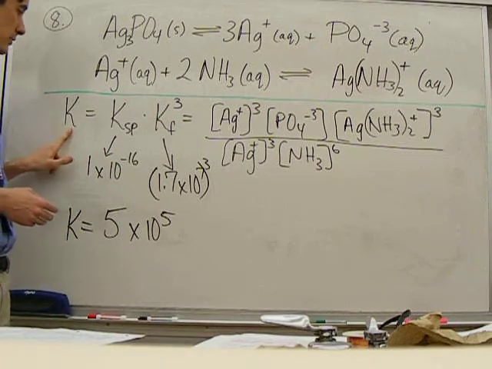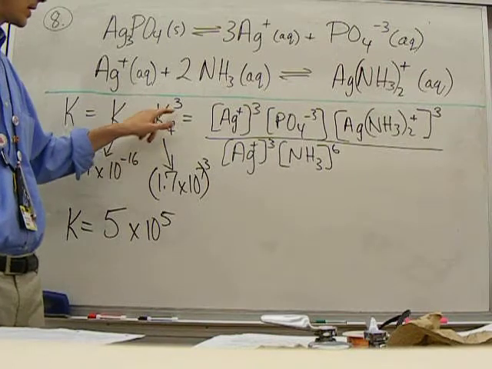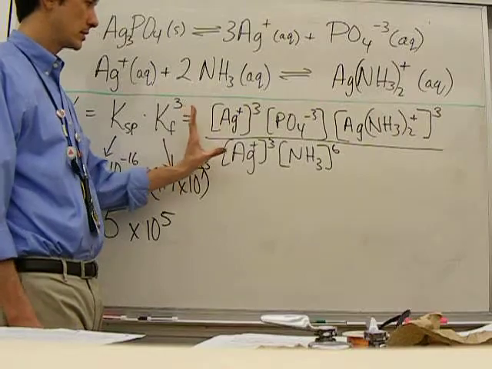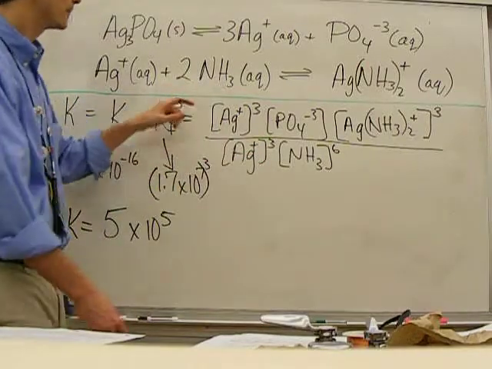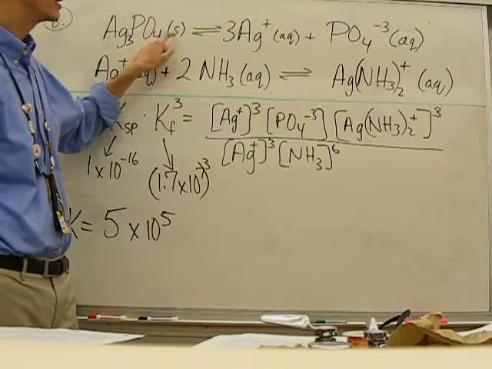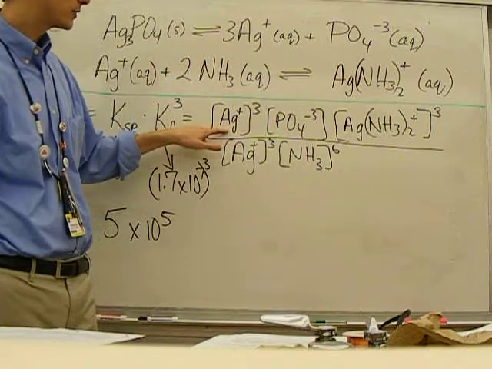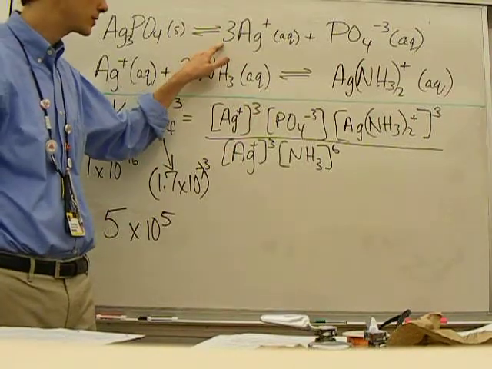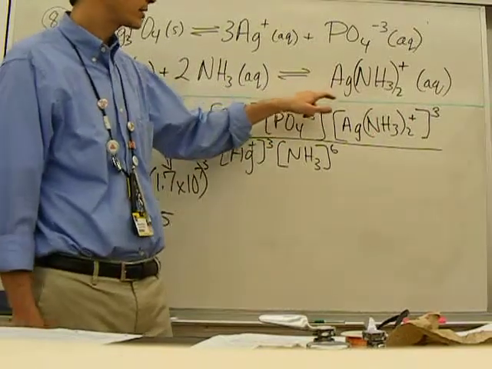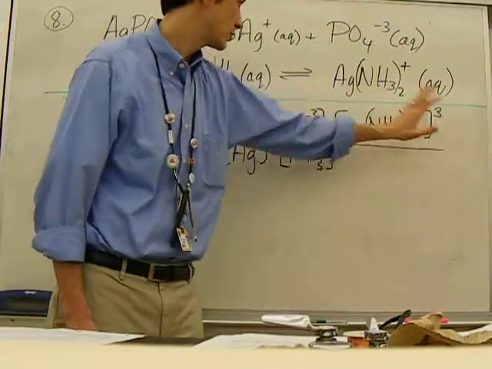So here it is, right? Your overall K is going to be KSP times KF. Point out, this is going to end up being cubed. So we've got to look at this expression. How do we get it? Well, we're going to ignore this because it's a solid. Everything else is aqueous. So we've got the concentration of silver ions, that's cubed because of the coefficient there, the concentration of phosphate, and our last product, so this has cubed, we're going to get to that in a second.